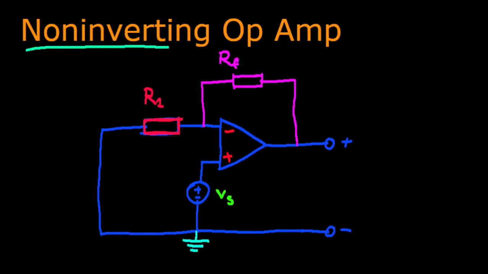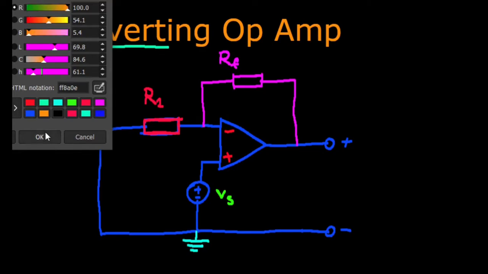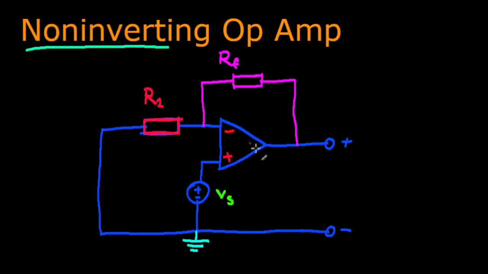Let's try to solve for it. When I say solve for it, I mean find V output as a function of the supply voltage. First thing, we see that at the non-inverting input, the voltage, this is going to be our V2. This is equal to Vs, because this is the ground, we have a cell here, so this is Vs. And since we know this is an ideal op amp, we're assuming it's an ideal op amp, this is also going to be Vs.